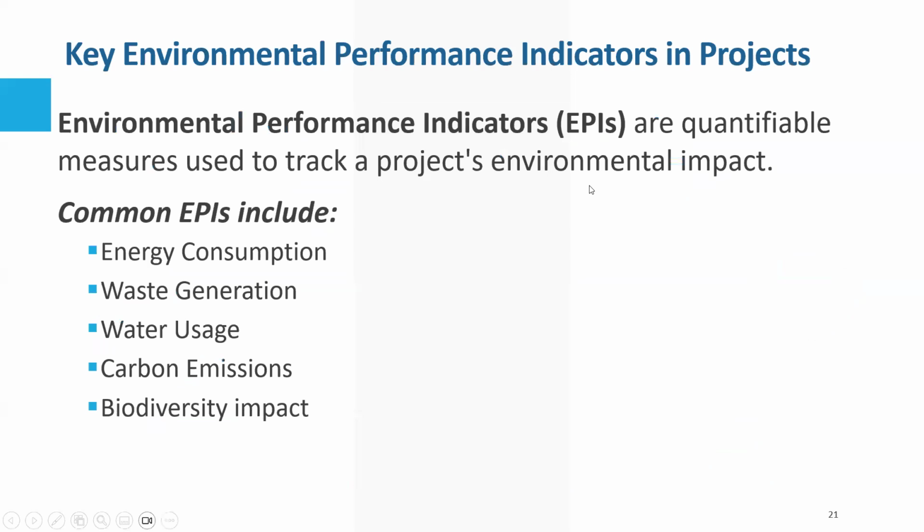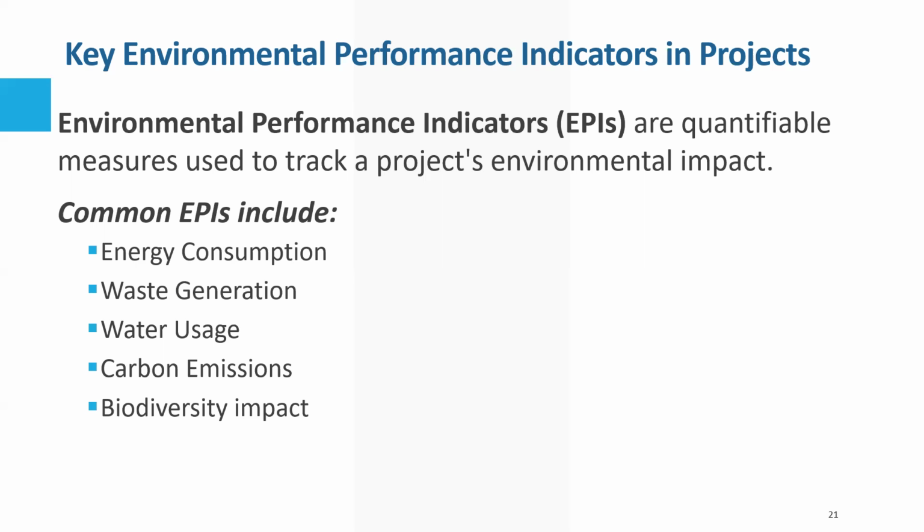Okay, so there are key environmental performance indicators in projects. Some of the environmental performance indicators, what we call the EPIs, will include energy consumption. Do you turn on your air conditioning system and go out for long hours, whether home or wherever? So, are we using inefficient machines that consume a lot of fuel? All those things are going to cause pollution to the environment.